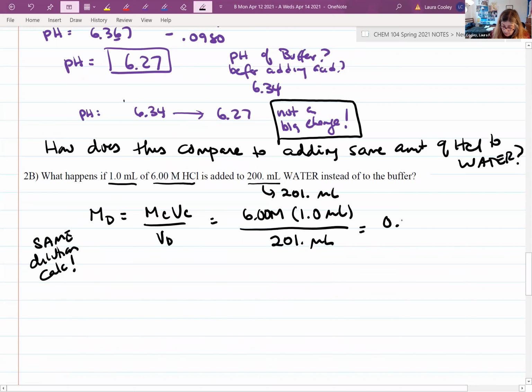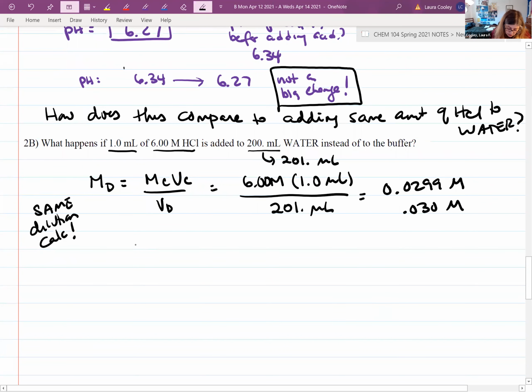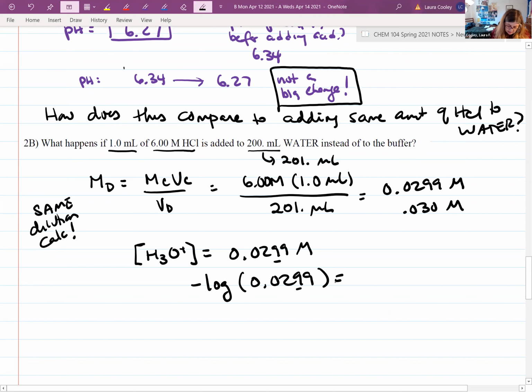So this again comes out to 0.0299 molar, really 0.030 molar. And so that tells me that the H3O plus concentration is 0.0299 molar. And I just have to take the negative log of that. And when I do that, let's see what I get here. I get 1.52.